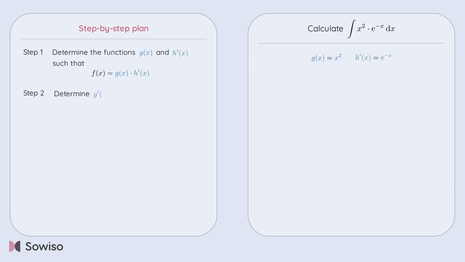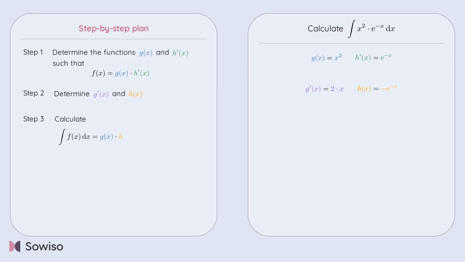Step 2. Determine g prime of x and h of x. To find g prime, we differentiate g. The derivative of x squared is 2x. We calculate h by integrating h prime. The antiderivative of e to the power of minus x is minus e to the power of minus x.